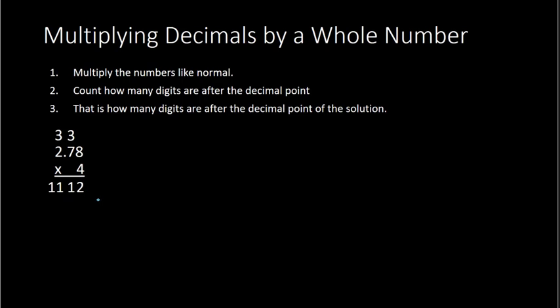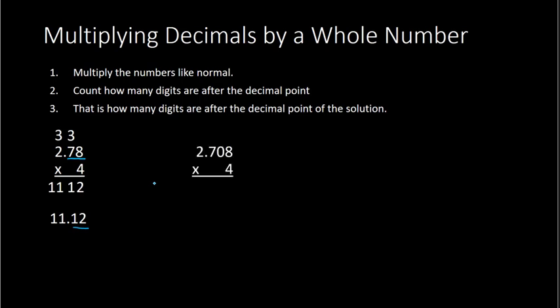Now the question is, where does the decimal point go? Well, notice in the number that I multiplied with, there are 2 numbers after the decimal point. So in my final answer, there needs to be 2 numbers after the decimal point as well. So the decimal point goes right here after the 11. So it's 11.12, because now we have 2 numbers after the decimal point. All right, so that's pretty much it.